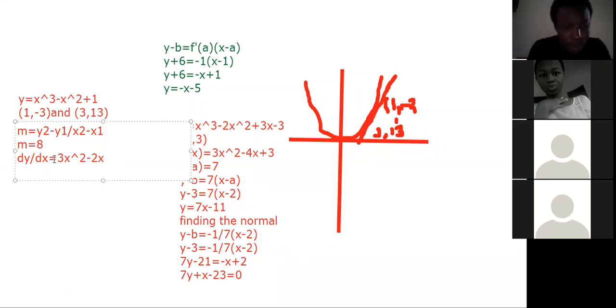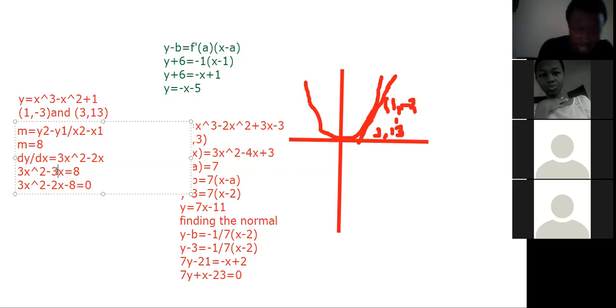So when we equate it, we are going to get 3x squared minus 2x is equal to 8. Now we are looking for values of x. We are looking for coordinates at P. So we bring the 8 across, so we are going to get 3x squared minus 2x minus 8 is equal to 0. So this is what we are using to find the coordinates.